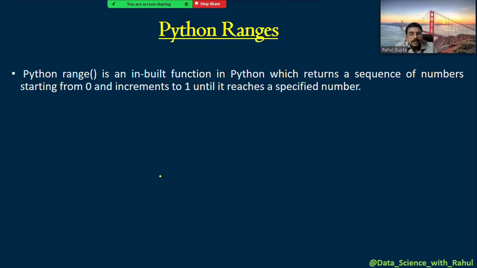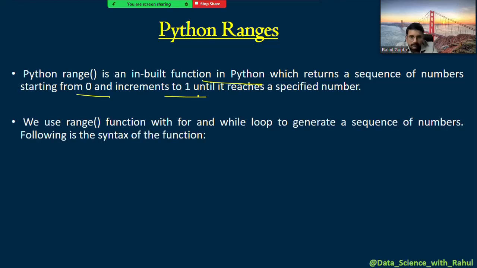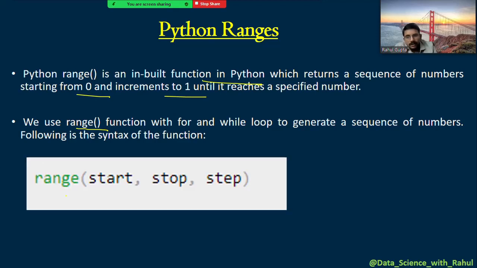Now range is basically an inbuilt function in Python which returns a sequence of numbers. Okay. Starting from 0 and incrementing by 1 until it reaches a specified number. What is the meaning of that? Generally we use this range function whenever we are doing looping. Okay, we will discuss more about looping down the line. So let's see the syntax. The syntax is range, which is an inbuilt function. You will say start, stop, and step. Correct? So triple S. Start, stop, and step.